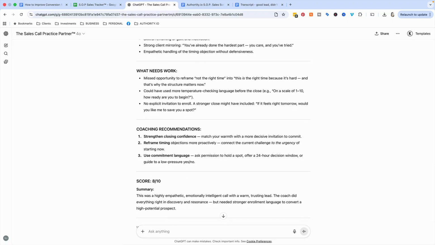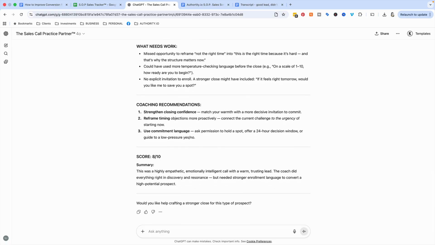No explicit invitation to enroll. So a stronger close might have included, "If it feels right tomorrow, would you like me to save your spot?" Something like that. So a few coaching recommendations here: strengthen closing confidence. Match your warmth with a more decisive invitation to commit.